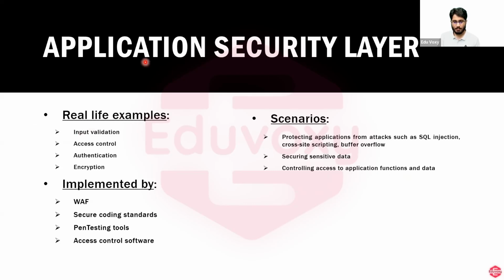After this, we have the application security layer. In this, the real life examples are input validation, access control, authentication, and encryption. All these things we have already discussed. Then it is implemented by WAF. WAF is Web Application Firewall. A Web Application Firewall can be used to perform input validation, and it can be used for authentication as well.